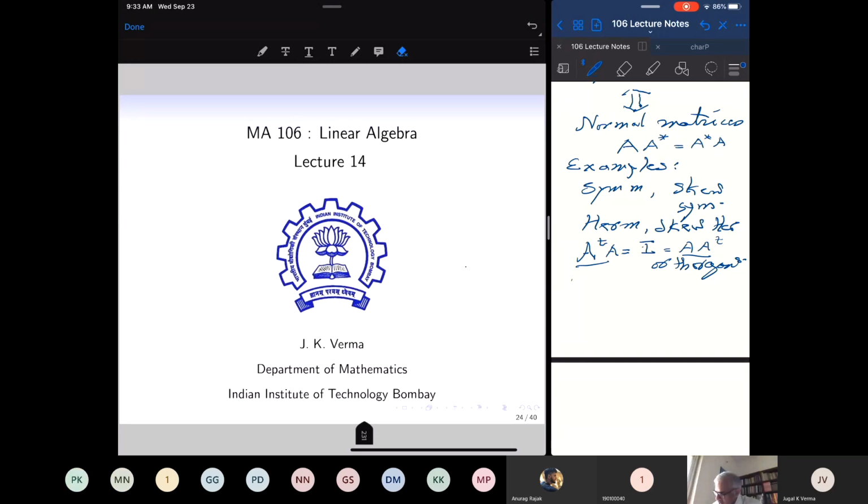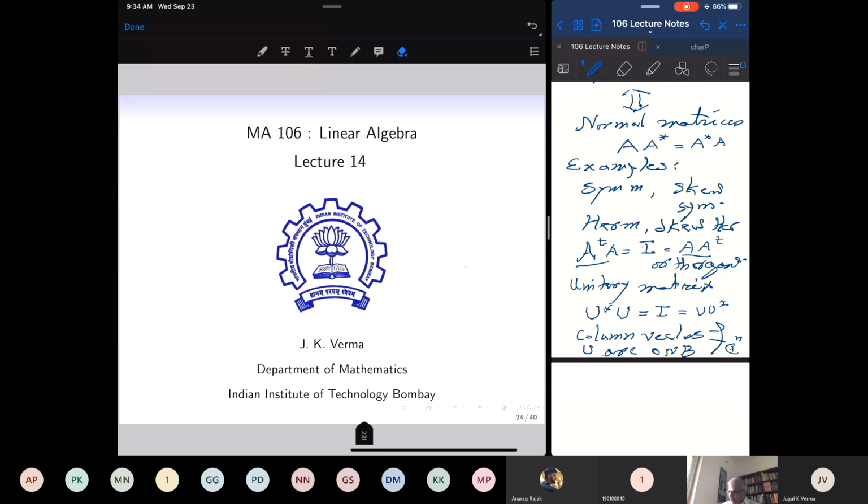We can also look at unitary matrices. A unitary matrix is a complex analog of an orthogonal matrix. So it's a matrix with complex entries, and we say U is unitary if the column vectors constitute an orthonormal basis of Cn. Yeah, the column vectors of U are an orthonormal basis of the n-dimensional complex vector space Cn.